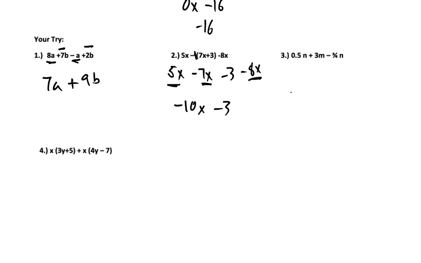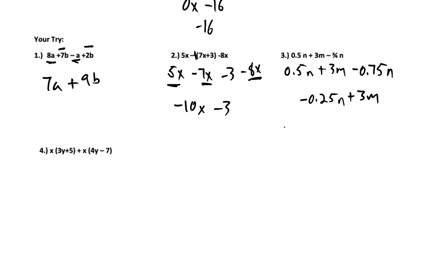What about this one? The key for dealing with this one, we have both a decimal and a fraction. We want to make these two into the same thing. So let's try doing these as decimals, and then we'll try them as fractions. So we have 0.5n plus 3m. What's 3/4? Well, that's 0.75. So we have 0.5 minus 0.75. What does that leave us with? That leaves us with minus 0.25n, and then we didn't have anything to combine m with.